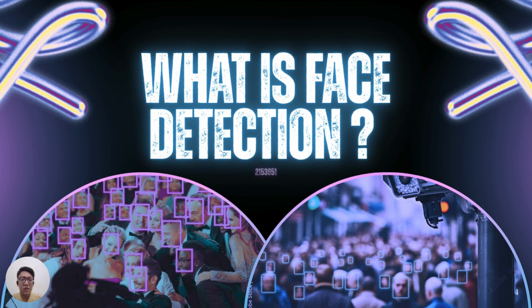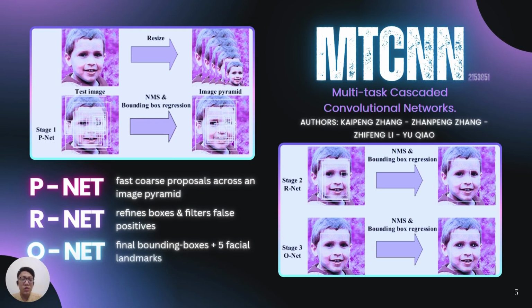So what is face detection? Face detection is the first step of using AI to detect and recognize the faces in a picture. Face detection mainly focuses on where the faces are and how many of them are in the frame, rather than recognizing who they are. One technique we use to detect the face and then recognize them is MTCNN, which stands for Multitask Cascaded Convolutional Networks.